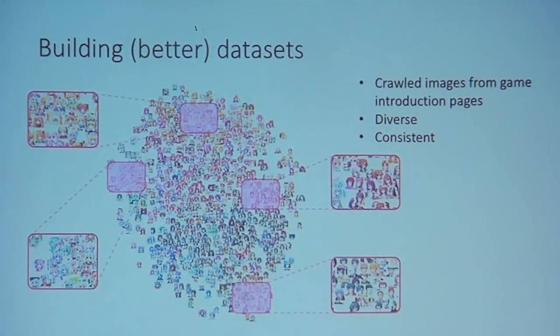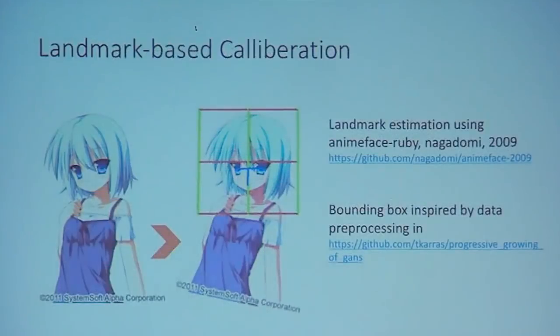A diverse but consistent dataset is the first step towards high quality generation. We collect images from Japanese game sellers available online and find that they are quite suitable for our training. Then we calibrate the images by first estimating facial landmarks and then inferring the bounding box of the face, then rotating and cropping accordingly. The facial landmark estimation is made possible thanks to Nagadomi's awesome, incredible open source project Anime Face Ruby. But I want to make a clarification there.